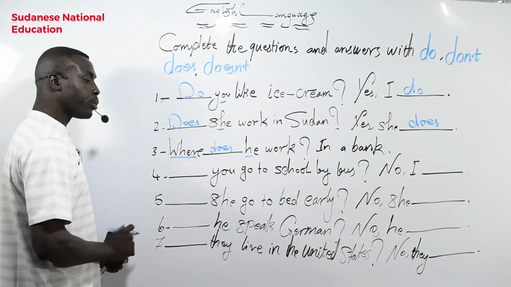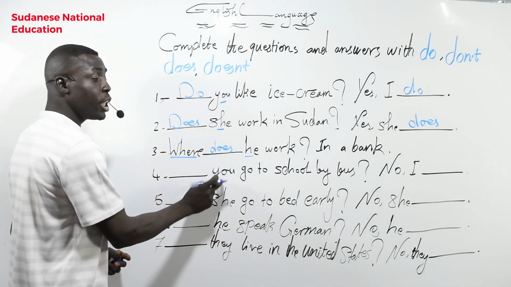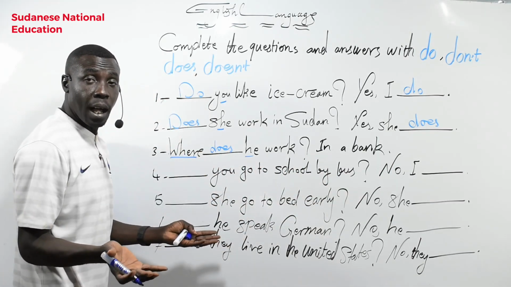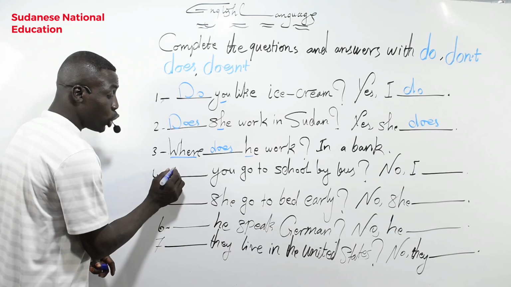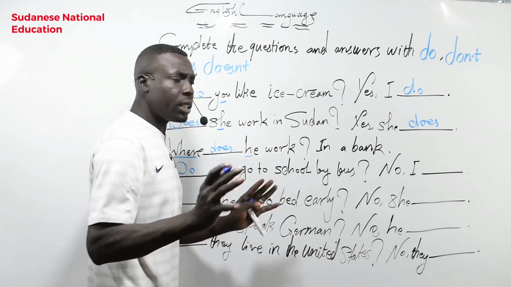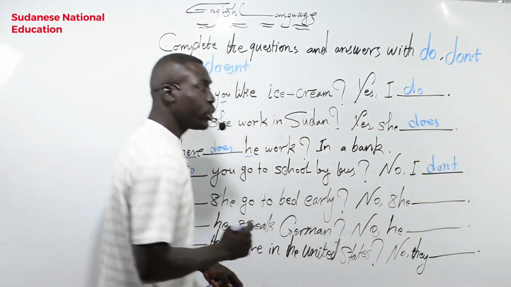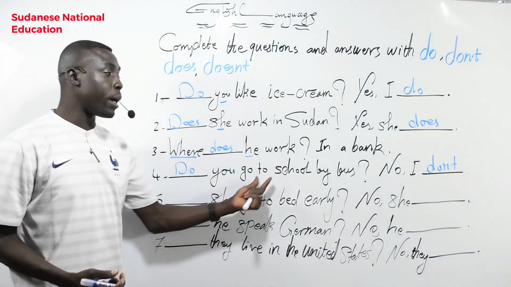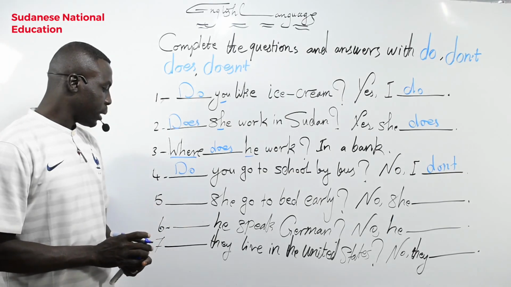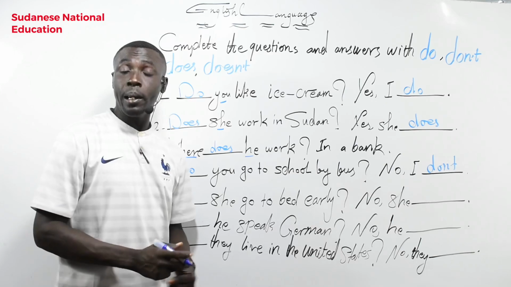Number 4, you go to school by bus? No. So it's a negative answer. So, do you go to school by bus? No, I don't. Number 5, she go to bed early?